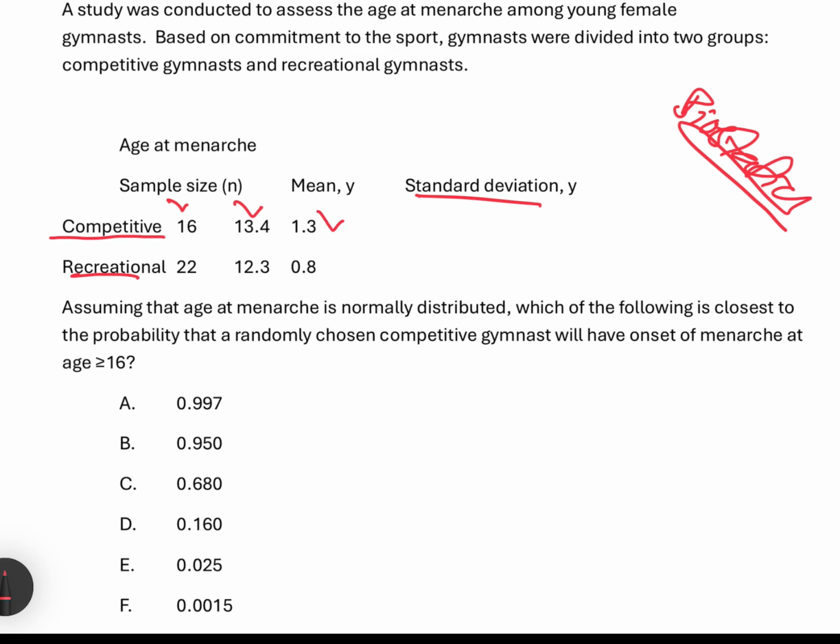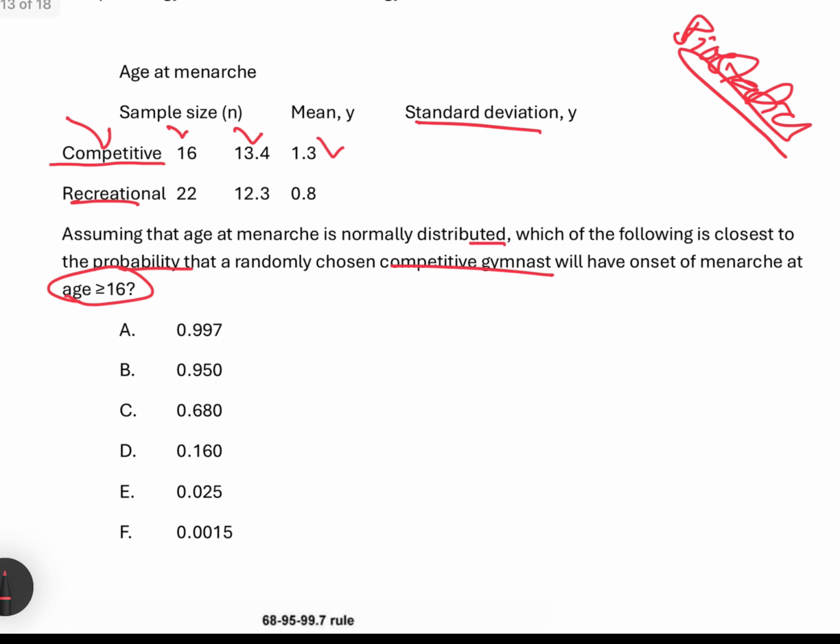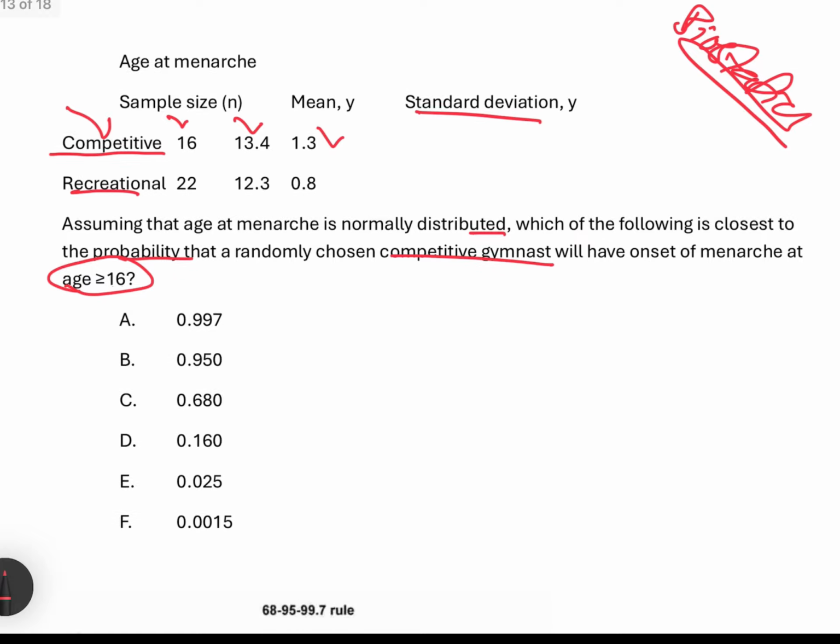In this question, we have to treat the age of menarche as normally distributed. What is the probability that a randomly chosen competitive gymnast will have onset of menarche at the age of 16? We have to tell how much probability, how much chance, there is of them having menarche at the age of 16 or more.